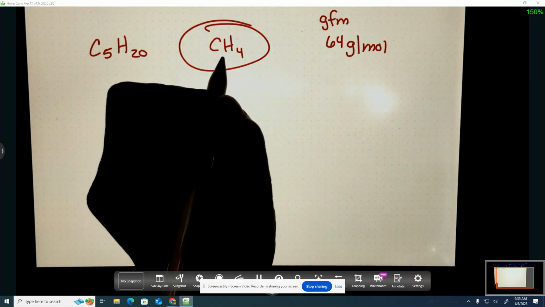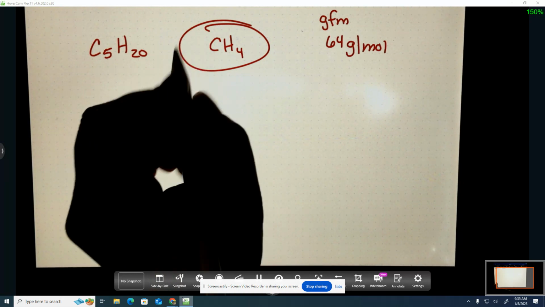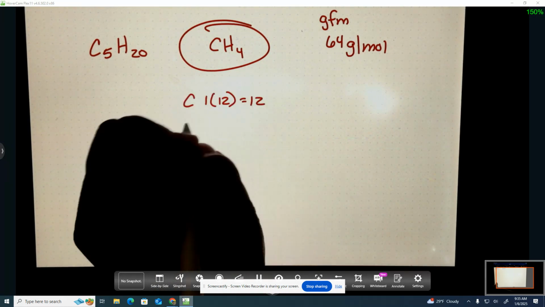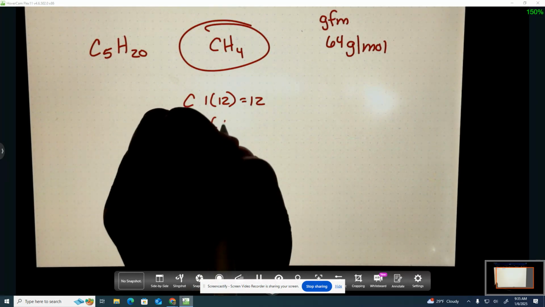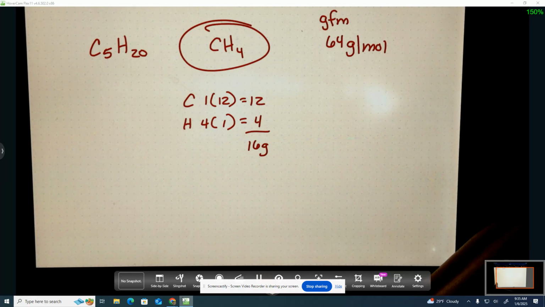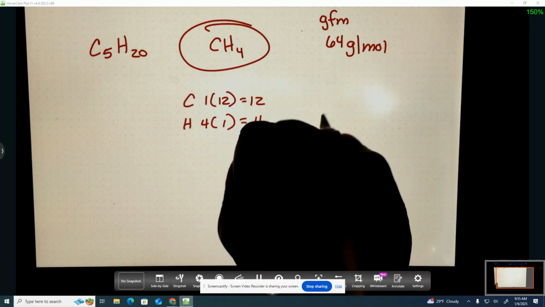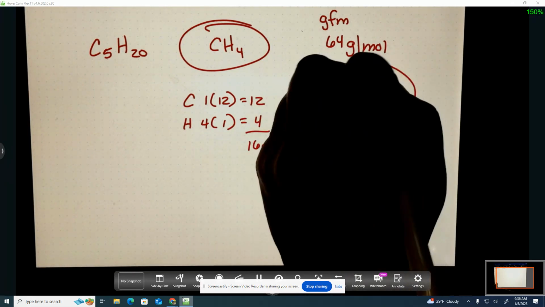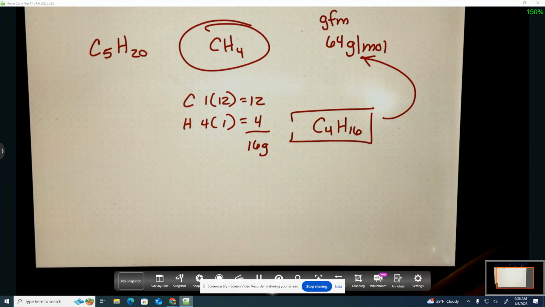Figure out how much this sucker weighs. So carbon is 12. And hydrogen, there's 4 of them at 1 apiece. So this whole thing weighs 16. There you go, C4H16. C4H16 would give me a gram formula mass of 64.